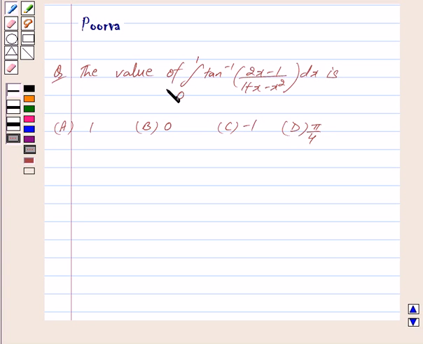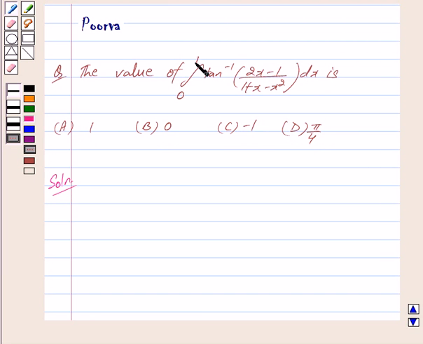The value of the integral from 0 to 1 of tan inverse of (2x minus 1) upon (1 plus x minus x square) dx is: a) 1, b) 0, c) minus 1, d) pi by 4. Let us now begin with the solution.